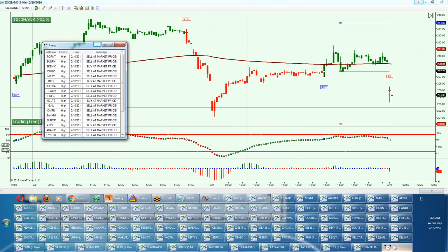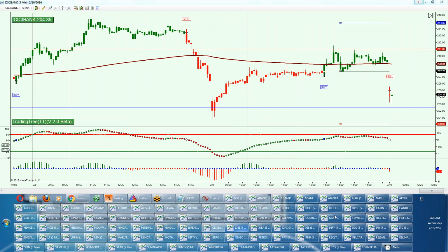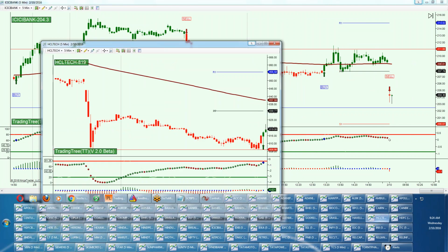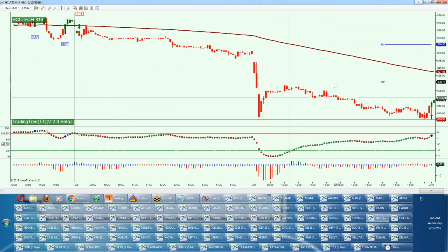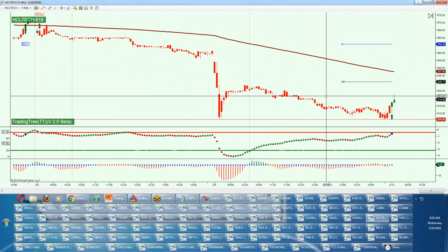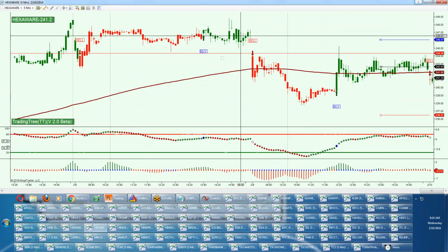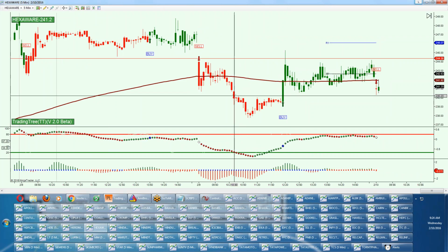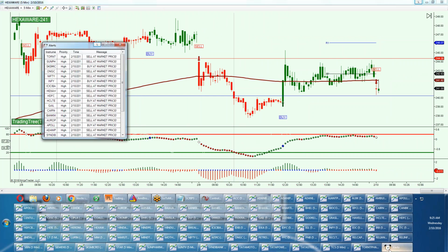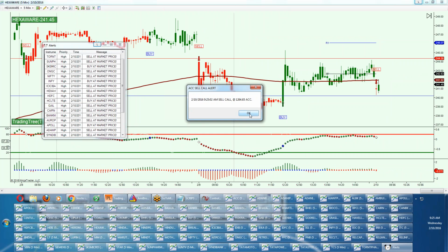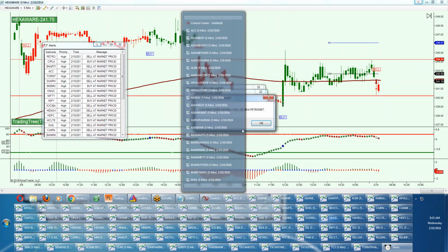You have Hexaware, HDFC, HCL. So the IT pack is up. You can buy at this level. Hexaware is a short. HDFC. Okay, we have some more calls.